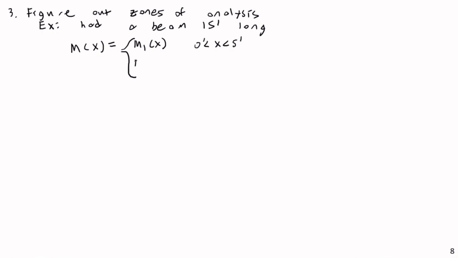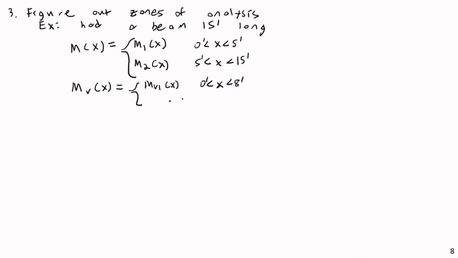And you found that it was equal to some other expression, M2 of x, when x was between 5 feet and 15 feet. And then for whatever reason, maybe you wanted to find the deflection at x equals 8 feet. In your virtual system, you found that this was equal to Mv1 as a function of x when x was between 0 and 8, and Mv2 of x, some other expression, when x was between 8 and 15.